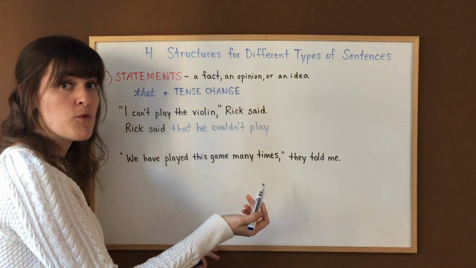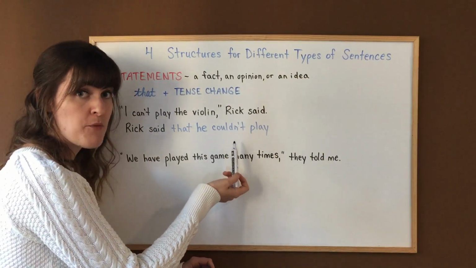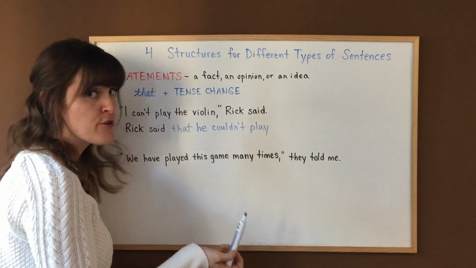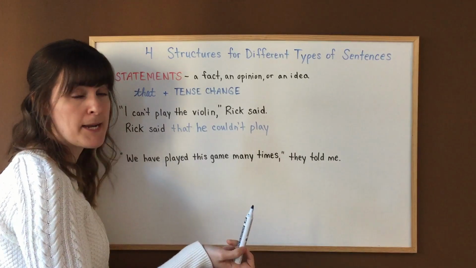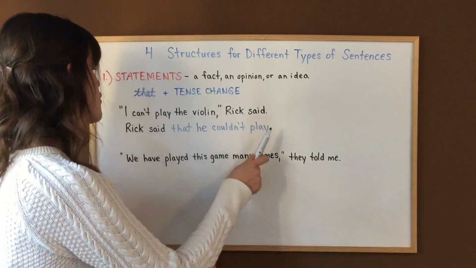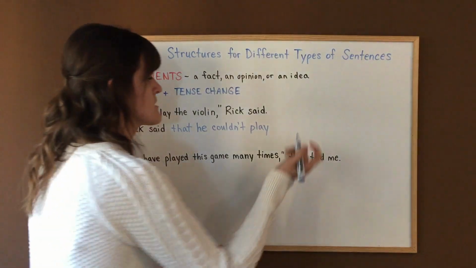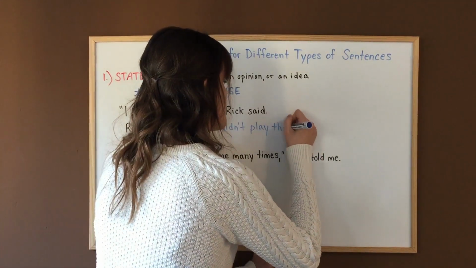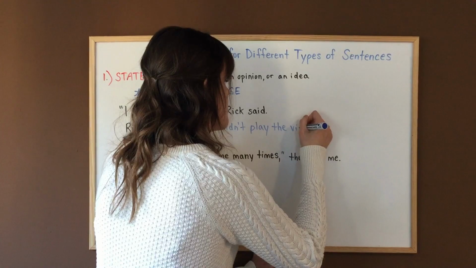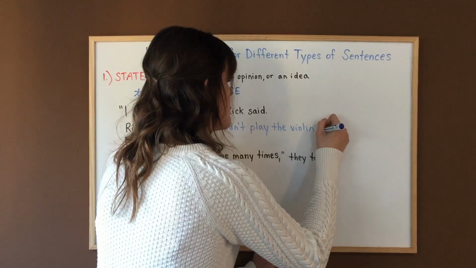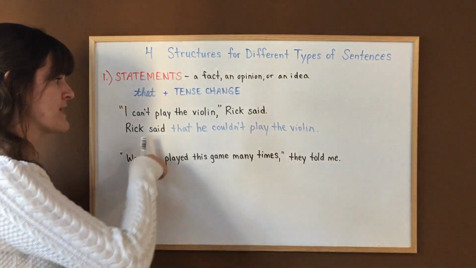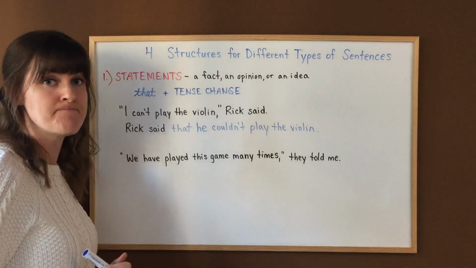play stays the same. When our modal is the verb that we change, the main verb doesn't change. It stays the same, just like that in base form. Said that he couldn't play the violin. Do we have to change anything here? No, that stays the same. The violin. Boom. Rick said that he couldn't play the violin.